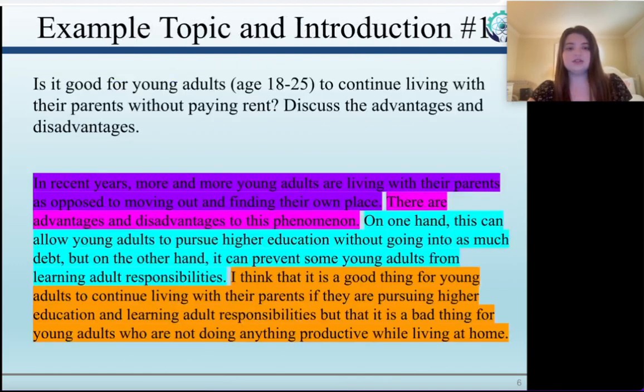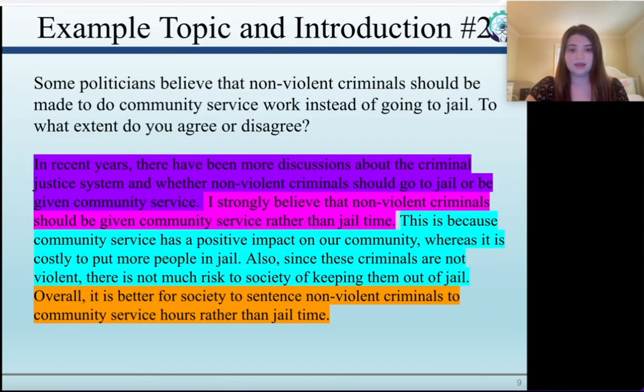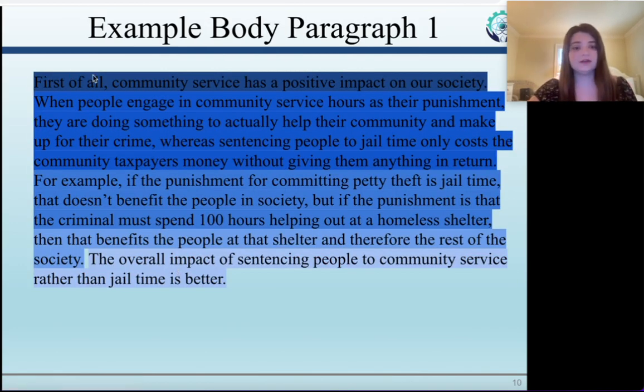The first thing we need to do as a reminder is to give our reason, right? So let's give our reason. Well, our first reason, according to this blue part here, is that community service has a positive impact on our community, whereas it's more costly to put people in jail. So it says here, first of all, community service has a positive impact on our society. Okay. Then we have to go into more detail. Well, why is that? How come community service impacts our society positively? How do we know that? So let's go into more detail.